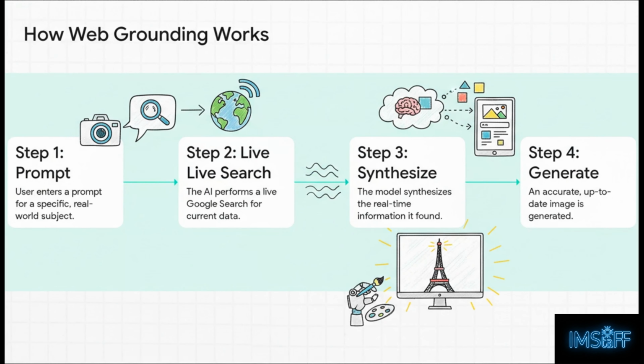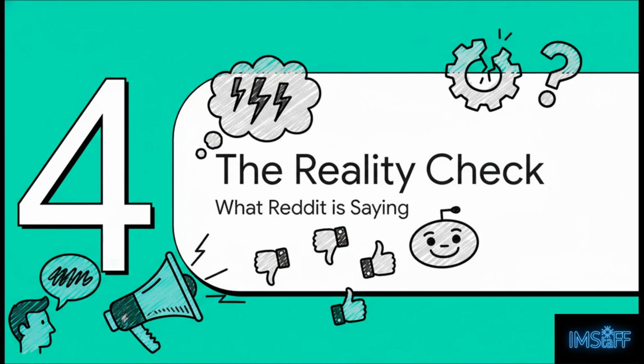So how does that work in practice? Let's say you ask for a picture of a real-world building. Instead of just guessing from old data, the AI does a live Google search, pulls current info, and then makes an image based on that. This is how you can create factually accurate graphics or images about things happening today. It's pretty wild. Okay, so the tech sounds incredible. It sounds like a total game changer. But what's the real-world experience like? Let's do a little reality check and see what the people actually using it on Reddit are saying.